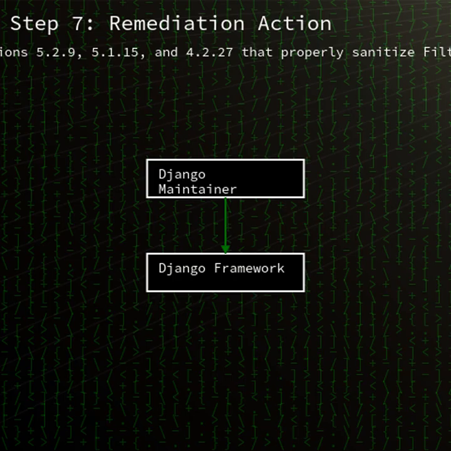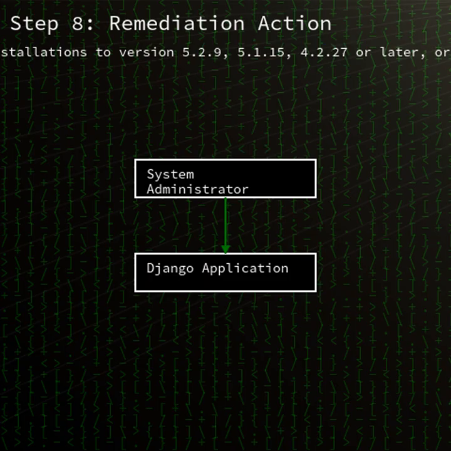To protect your applications, upgrade Django immediately to 5.2.9, 5.1.15, 4.2.27 or later. If you rely on Debian packages, apply the latest security update that also includes fixes for directory traversal and DoS issues. Review any code using QuerySet.annotate or alias with dynamic keys, especially if those keys derive from user input.